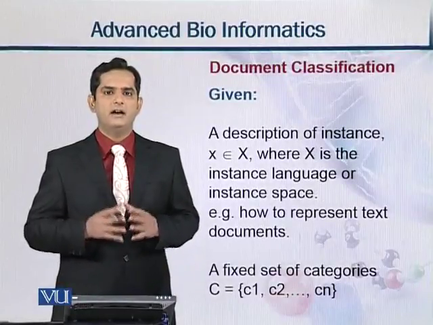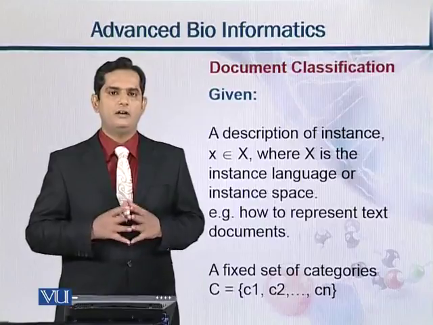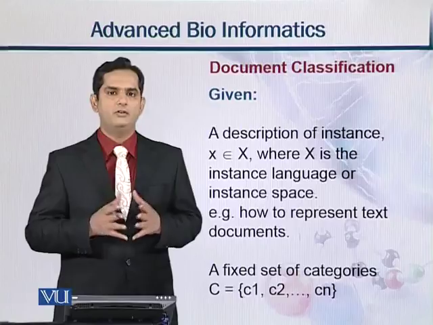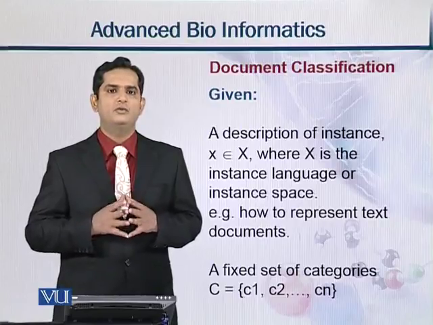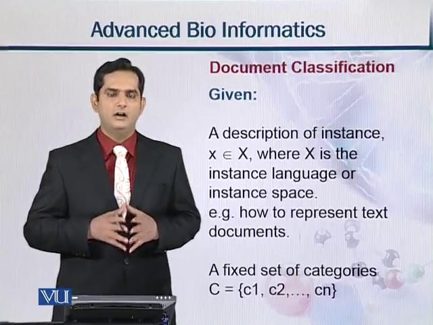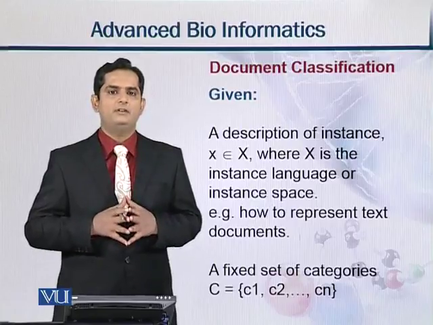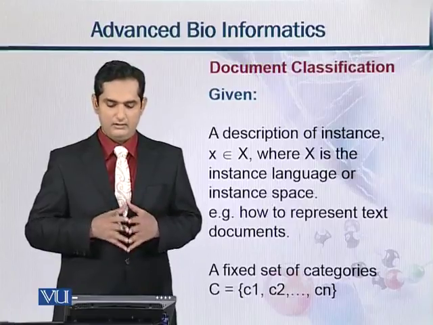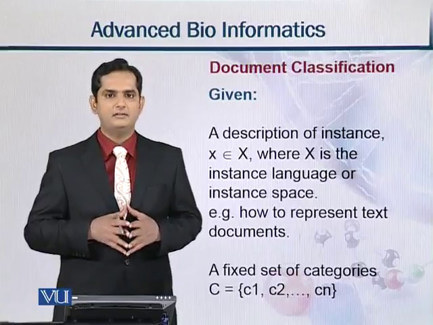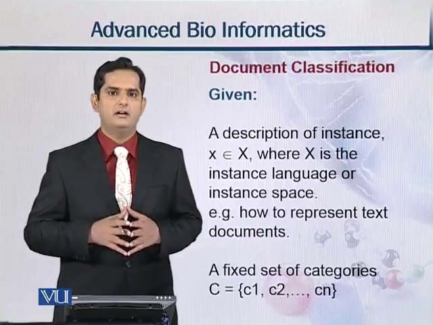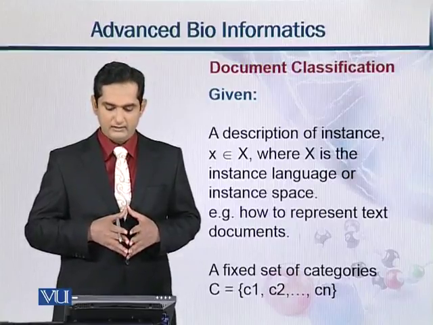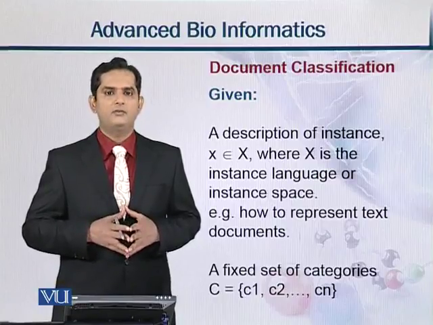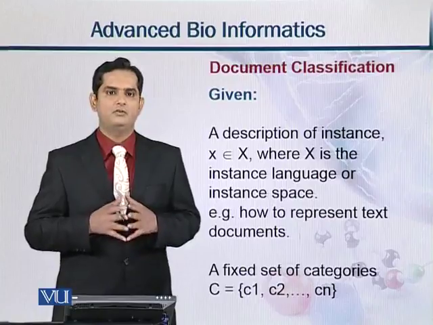Classification is defined as assigning some label, some tag, or annotating some unseen data. Unseen means raw data which has no label attached to it. If I want to look at the formal definition of classification, it would be something like this: a description of instance x which belongs to a bigger set X, where X is the instance language or instance space. An example would be how to represent text documents.